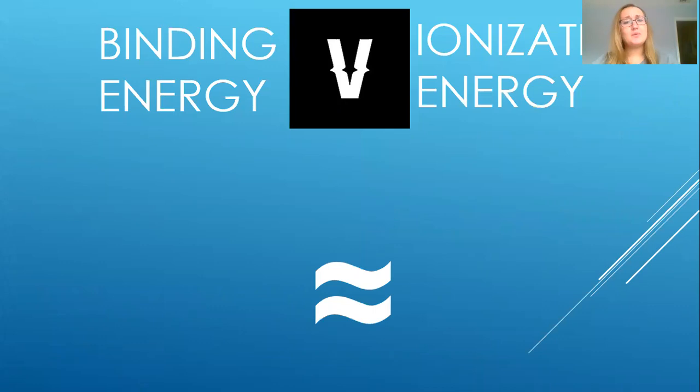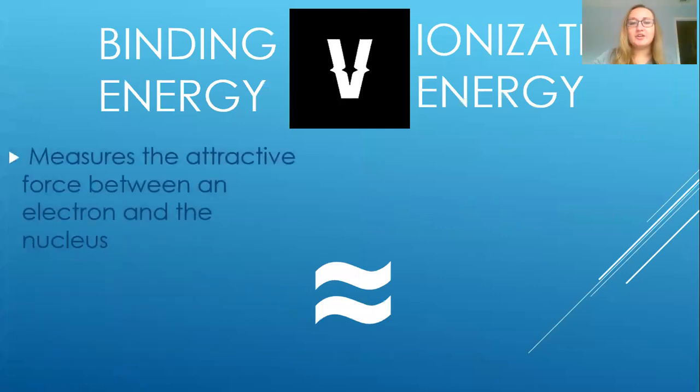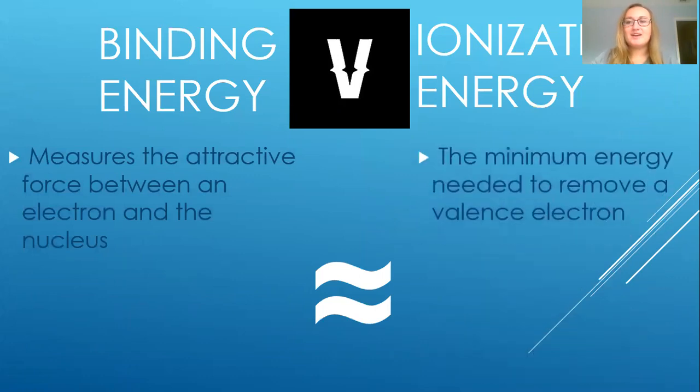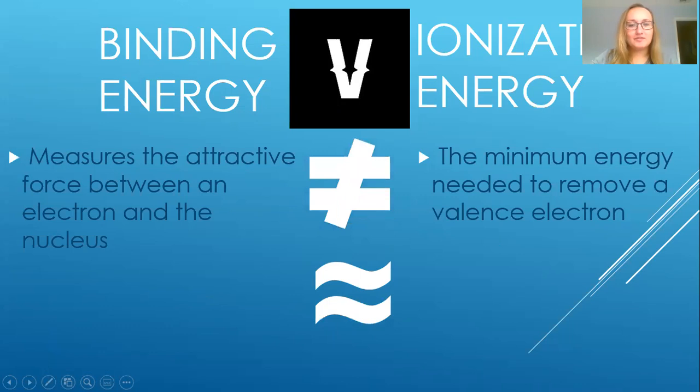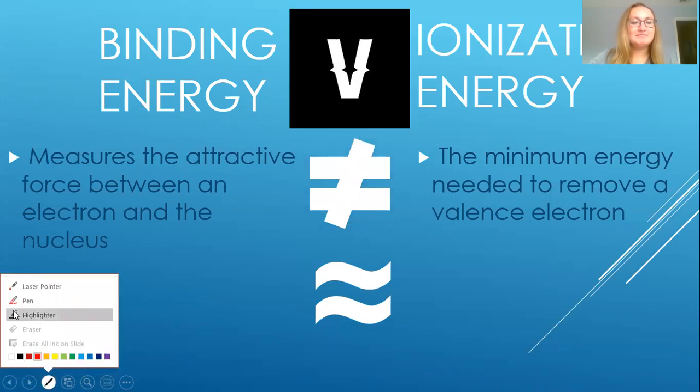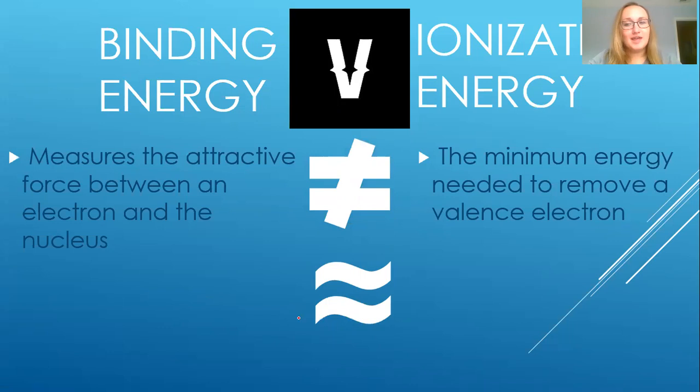Scholars, you may be thinking, wait, we were talking about binding energy. How did we get to ionization? We were talking about ionization energy. How did we get to binding energy? The answer is that these things are related. They're not exactly the same though. Binding energy measures the attractive force between an electron and the nucleus, whereas ionization energy is the minimum energy needed to remove a valence electron. As we can see, they're not equivalent, but they're pretty much the same. So a lot of people use them interchangeably.